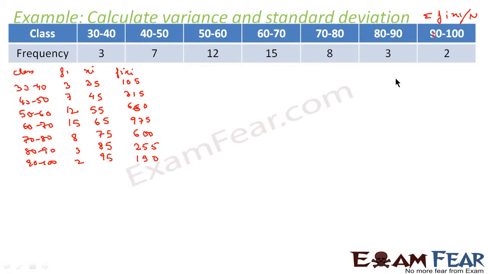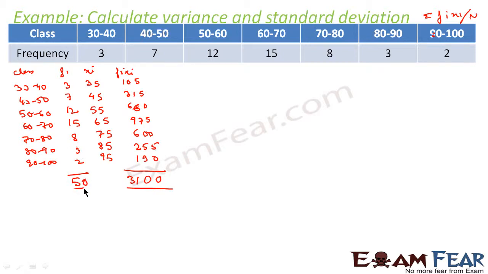We have to find sigma fi xi, so let's add these. The total is 3100. To find n, we add all the frequencies: 3 plus 7 is 10, plus 12 is 22, plus 15 is 37, plus 8 is 45, plus 3 is 48, plus 2 is 50. So n is 50.